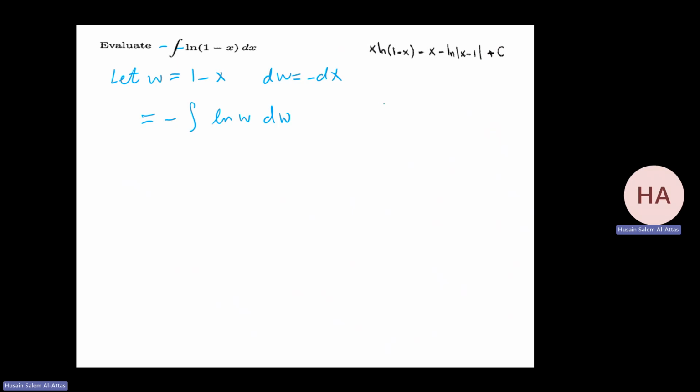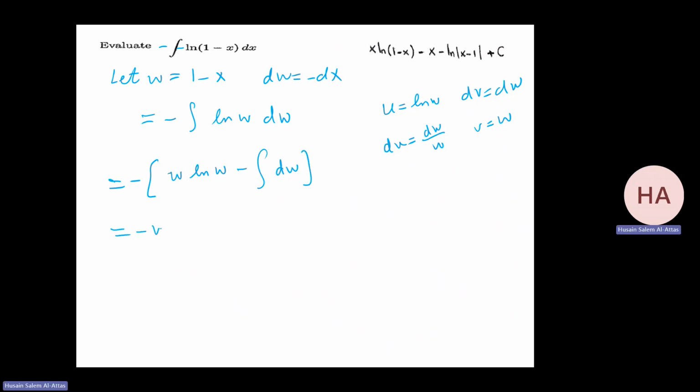So now we'll let u be ln W and dv be dW. Don't forget the minus outside. du will be dW over W. And v will be W. So that will be minus of W ln W minus integral of dW. That gives me minus W ln W plus W plus C.